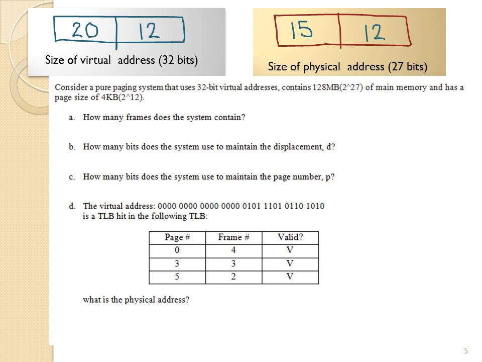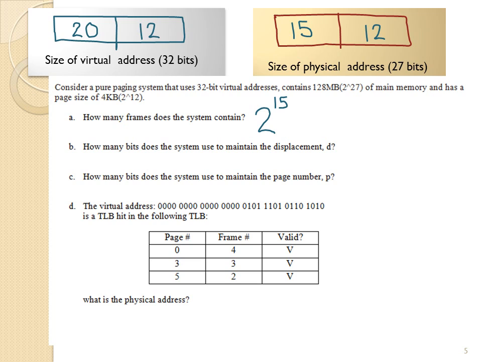So how many frames does the system contain? It's very common for people to say it has 15 frames. It does not have 15 frames. It has 2 to the 15 frames. So that's approximately 32,000 frames in the system.